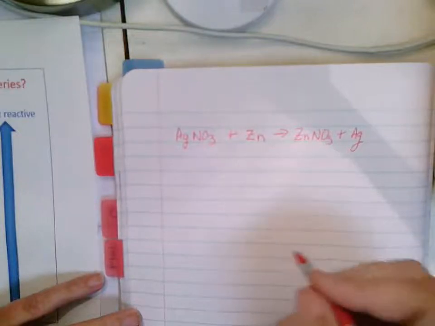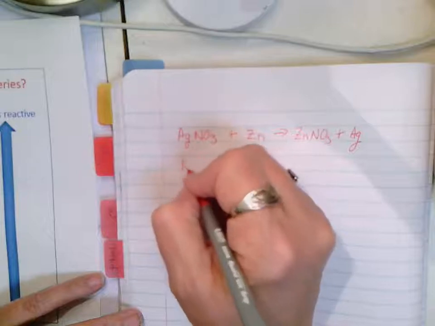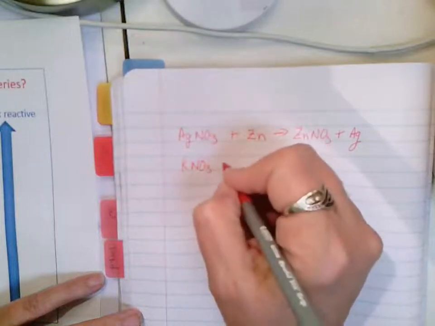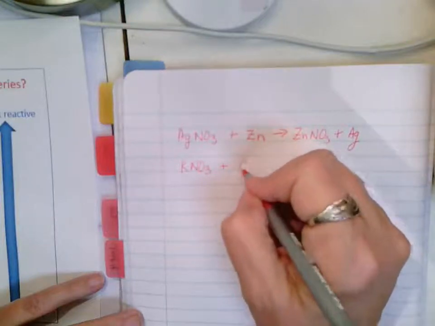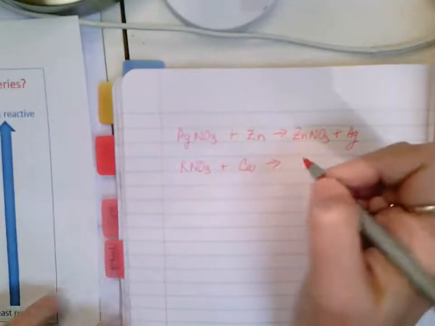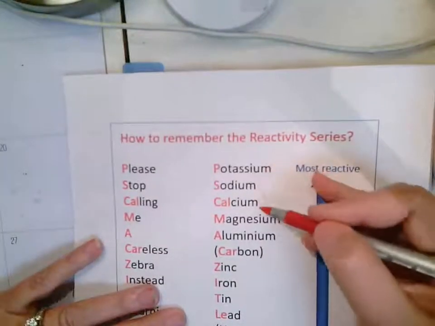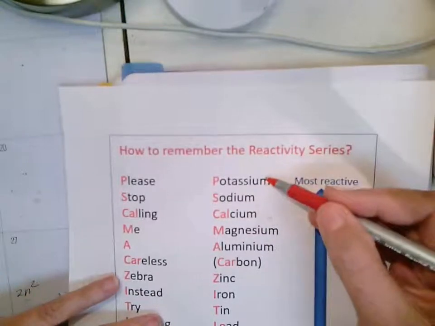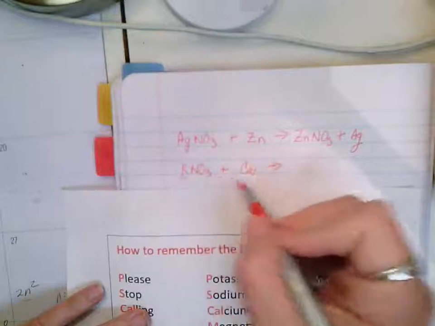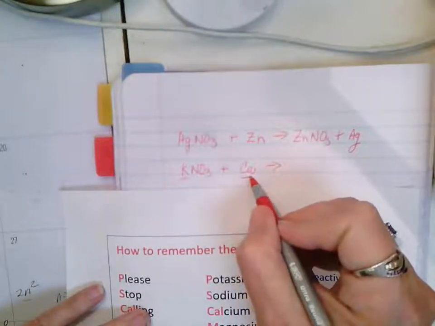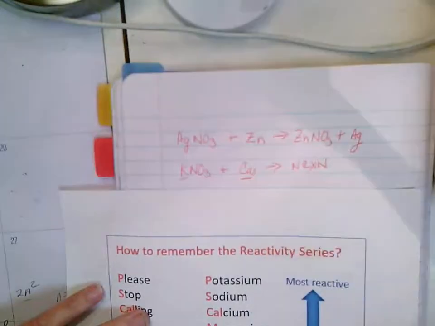Okay, how about if I had something like KNO3 plus calcium. Again, looking at my activity series, here's potassium, here's calcium. So potassium is more reactive, calcium is less reactive. So this is more and this one's lower, and so nothing could occur. Okay, hope that helps.